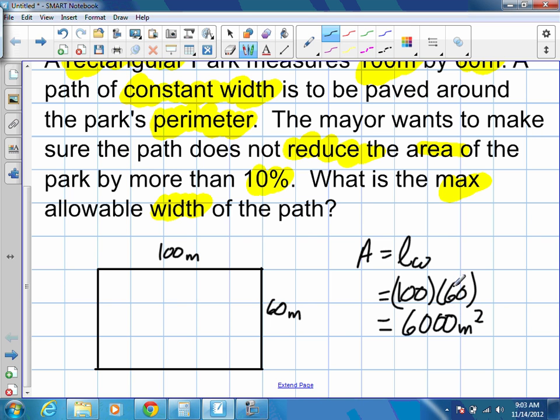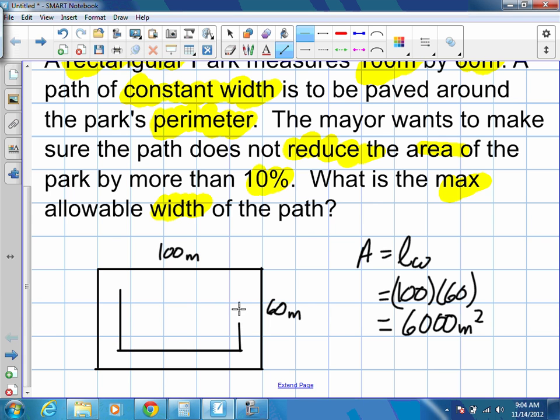Now, they're going to be paving a path around this. So, I don't know what the best way to represent this is. We're going to get something like this. It's going around the perimeter of the park. I'm trying to make the width as uniform as possible here.